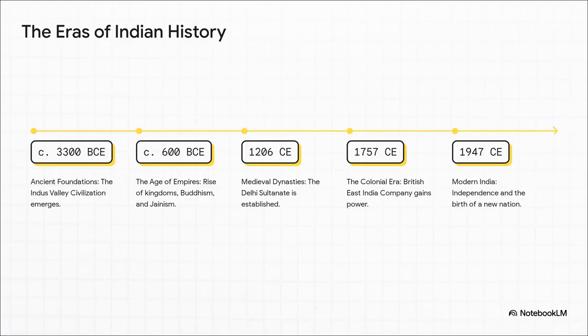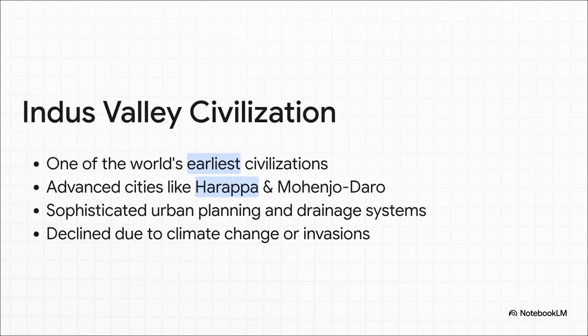So this timeline is kind of like our map for this whole journey. Just look at the huge gaps in time between these dates. Each one represents a massive shift, a whole new chapter being written for the subcontinent. Let's dive into that first one, way back at the beginning. First stop, the Indus Valley Civilization.